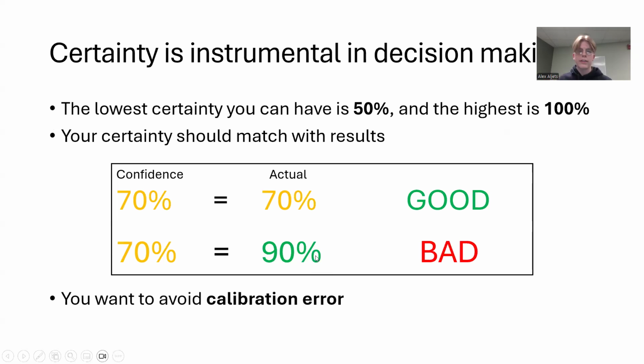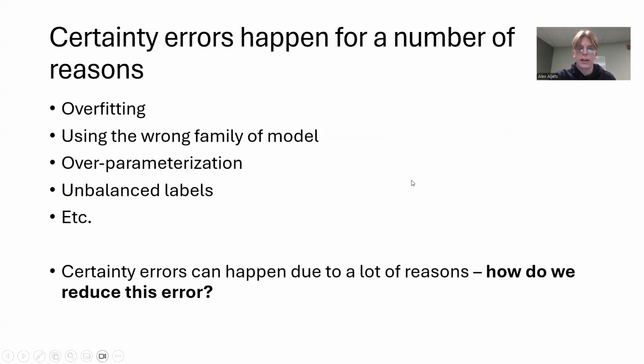So the idea is, if your model says it's 70% confident that this is going to be that, and in reality it's 90 or it's a 50% chance that this is going to be that, then that's bad and that's calibration error. And that means your model is inaccurate and you can't really trust it at the end of the day.